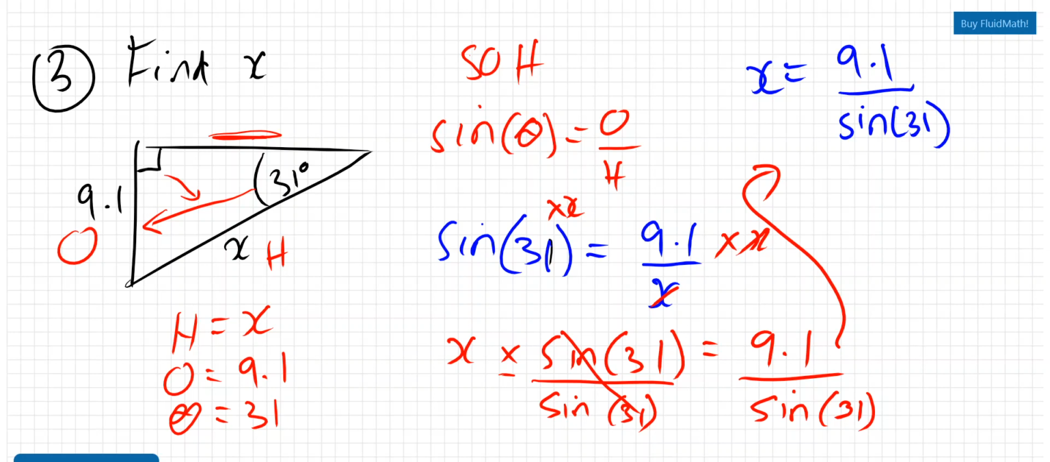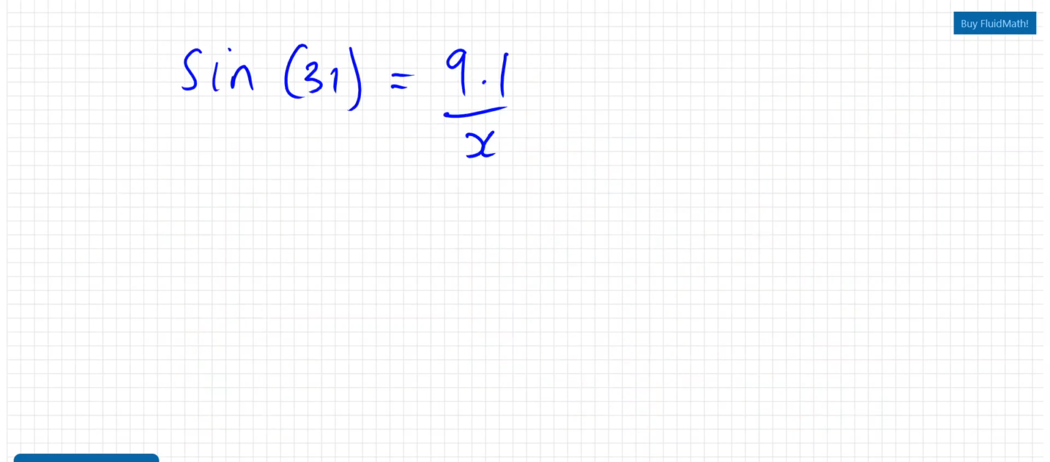The other way of doing it was, I'll just clear the page. The other way you can solve this is using the cross multiplication method. And that basically gives you the same thing. You have this sine 31 over 1. It's an invisible 1. And now to do the cross multiplication method, all you do is get the denominators and multiply them with the numerators on the other side. So I'll go X times sine 31 and 1 times 9.1.